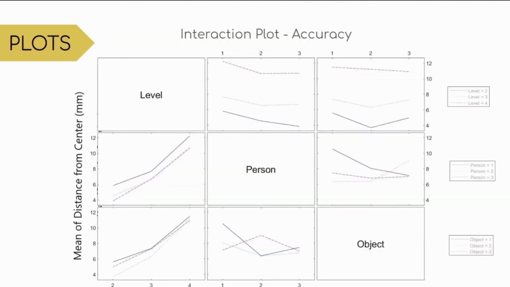From here, we have our interaction plots. From this, we can see that there is no interaction at all between level and person, nor is there an interaction between level and object. The trends that can be identified from the interaction plots are many, including an overall decrease in accuracy as the object being thrown or the person throwing the object changes between the floors.